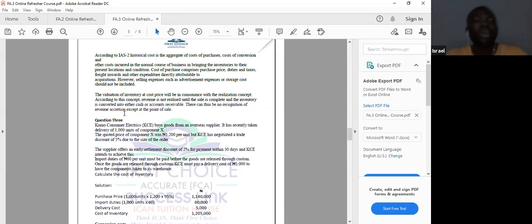So the valuation of inventory at cost price will be in conjunction with the realization concept. According to this concept, revenue is not realized until the sale is complete and the inventory is converted into either cash or accounts receivable. It means that if you convert it to cash, or to accounts receivable, the inventory is no longer with you.